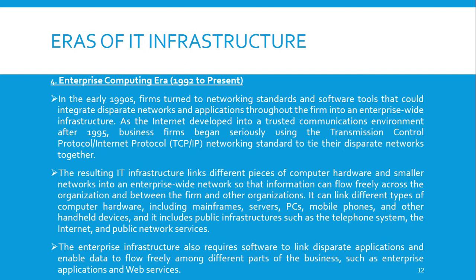The enterprise infrastructure also requires software to link disparate applications and enable data to flow freely among different parts of the business, such as enterprise applications and web services. So basically, that was a great achievement for large-scale businesses. The development of these enterprise systems solved their problem of linking disparate units into one single system, and data was freely shared. It means it was available and could flow freely across the organization and between the firm and other organizations as well.